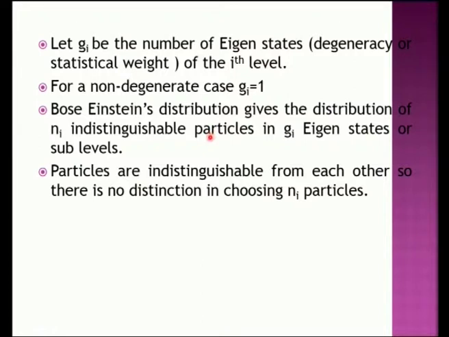Now, Bose-Einstein's distribution gives the distribution of ni indistinguishable particles in Gi eigenstates or sublevels. So, particles are indistinguishable from each other, and there is no distinction in choosing ni particles. That means, if you choose any number of particles, all the particles will be identical. That is what the statement says.